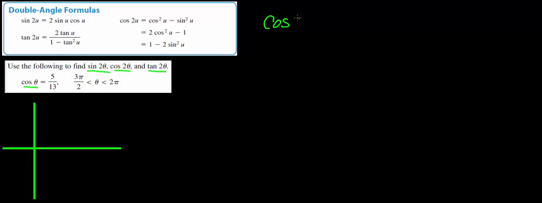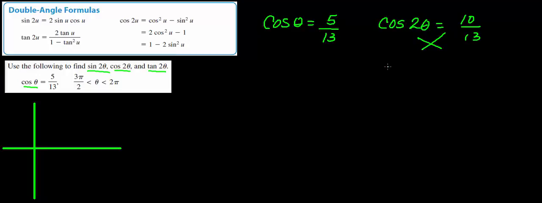Cosine of theta is 5 over 13. Be careful, because some students might think, well, if the cosine of theta is 5 over 13, then the cosine of 2 theta should be double what the value for cosine theta is, 2 times that. And this is wrong. This is incorrect. Why? This 2 here is taking the value of the original angle and making it double. Therefore, this angle is changing its position.